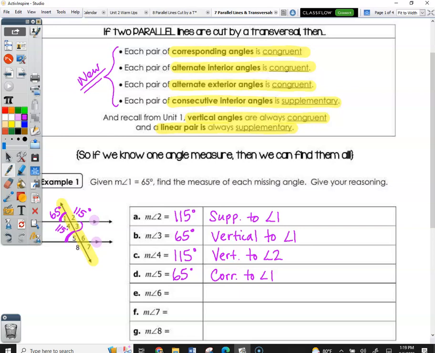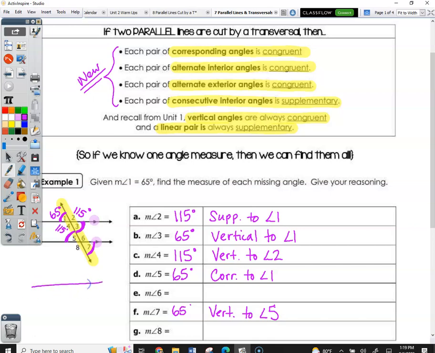Now, if 5 is 65, it's vertical to 7, which is also 65, right? So this is vertical to angle, what was it? 5. Now, angles 6 and 8. You can get 6 and 8 by doing linear pair, but let me show you another way that you can get it. What is angle 3?